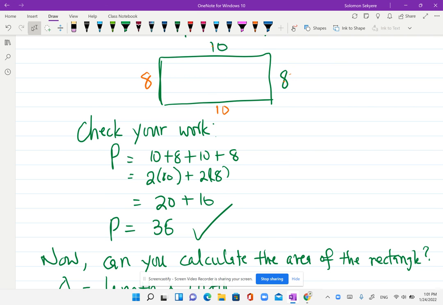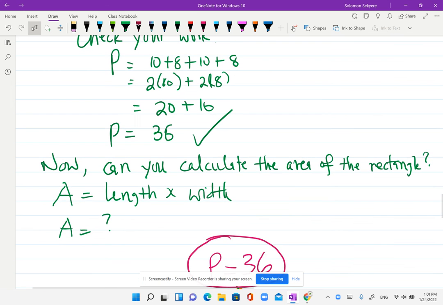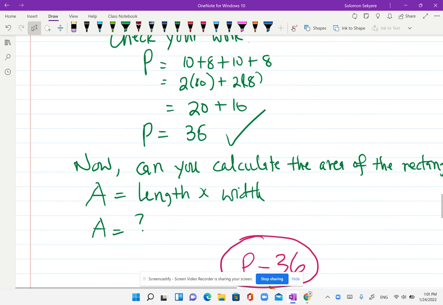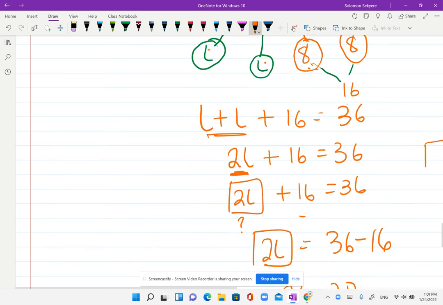If you're given another question that asks you to calculate the area, then you can use the formula for area and multiply the length by the width to get your answer.